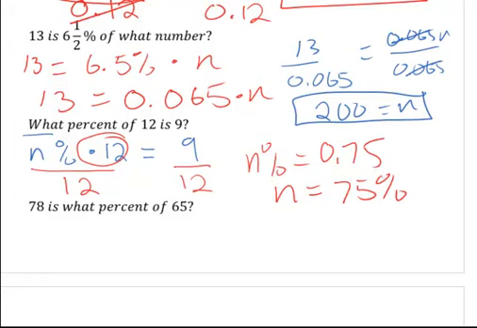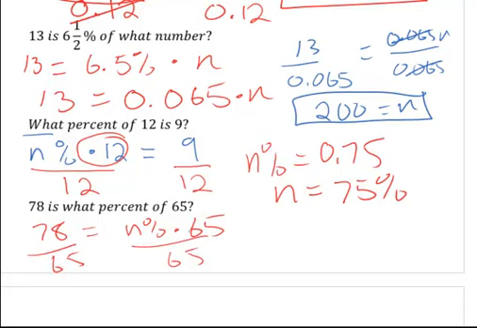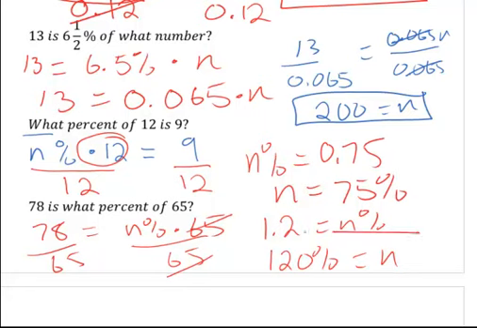All right. The next one says 78 is what percent of 65? I'm going to write 78 equals n% times 65. Again, I want to get my n by itself, so I'm going to divide both sides by 65. I'll take my calculator, 78 divided by 65. I'm coming up with 1.2 equals n%. If I change that to a percent, that's 120% equals n.